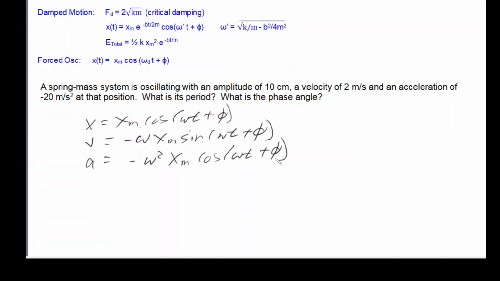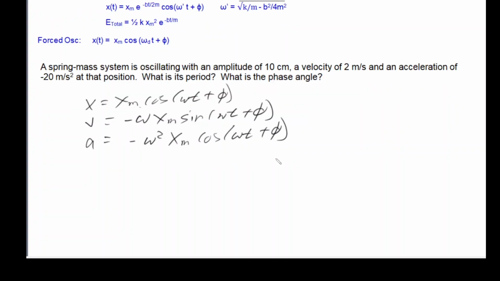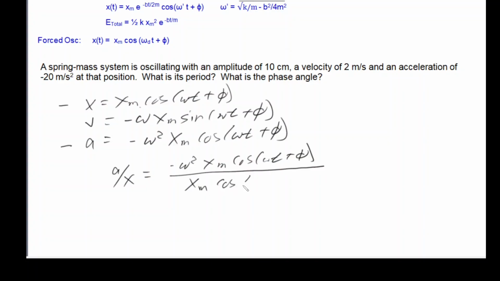So first we want to find what its period is. So what we're going to do is divide acceleration by position. So if we do a over x, that's equal to minus omega squared xm cosine of omega t plus phi over xm cosine of omega t plus phi, which is equal to minus omega squared. And we divided those two so we could find omega, and from that we can get the period.